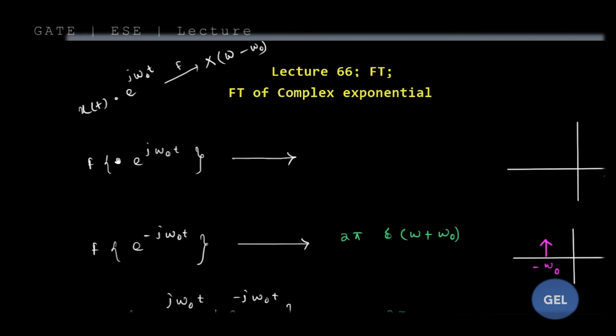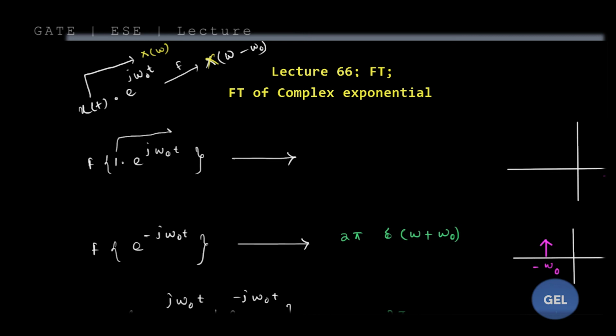Now here, what is the x of t? X of t here is 1. Now we know the Fourier transform of x of t is x of omega. That is why, when this is multiplied with any complex exponential, it gets shifted by omega minus omega naught. But here, as we have a 1, what is the Fourier transform of 1?